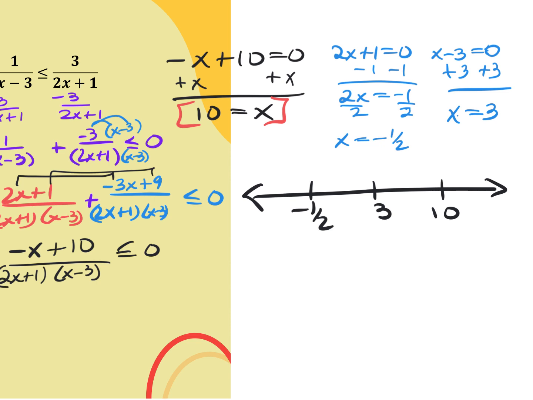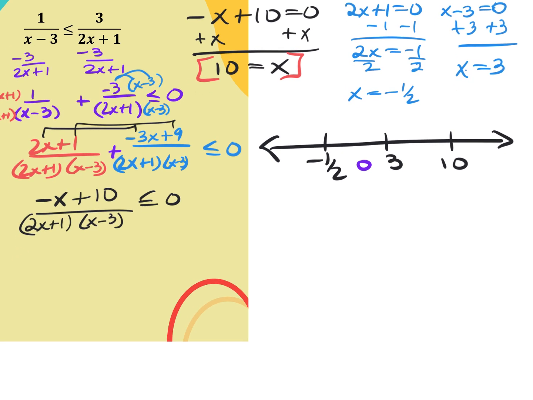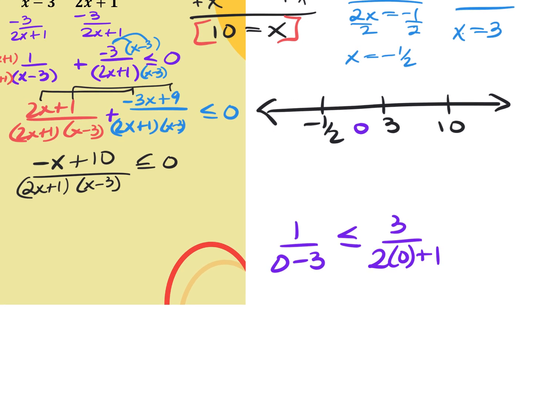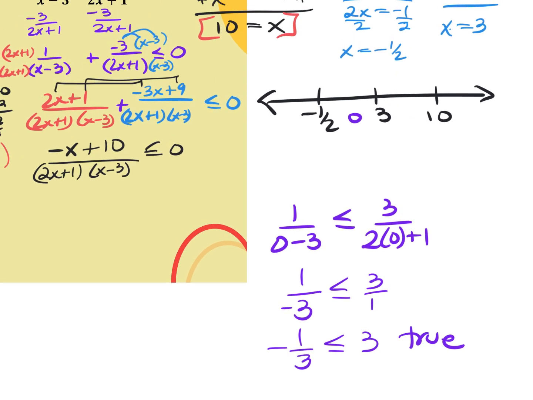I need to pick a test point. I'm going to pick 0. So I'm going to plug it back into the original. So my original was 1 over x minus 3, so 0 minus 3, less than or equal to 3 over 2x, so plug in the 0, plus 1. This gives me -1/3. This gives me 3 over 1. So -1/3 is less than or equal to 3. This is true. So the section that has 0 gets the check mark.